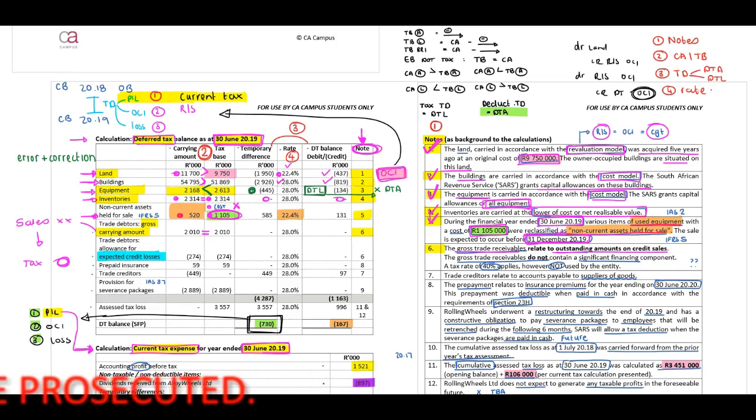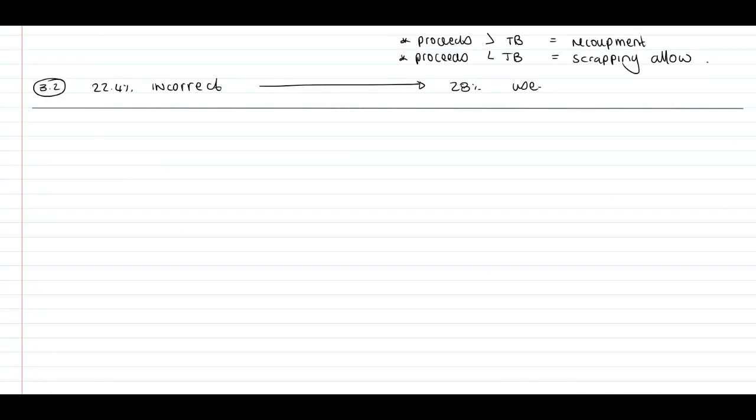Important here, guys. Let's have a look at the note. The gross trade receivables do not contain a significant financing component. A tax rate of 40% applies, however, not used. Therefore, this is an easy error. We need to indicate that they did not use the 40%. Let's immediately transfer this, and this will be our number 4. And this will be in terms of our allowance for credit losses.